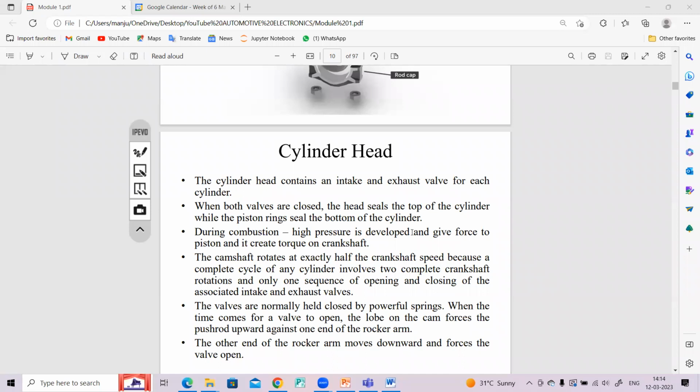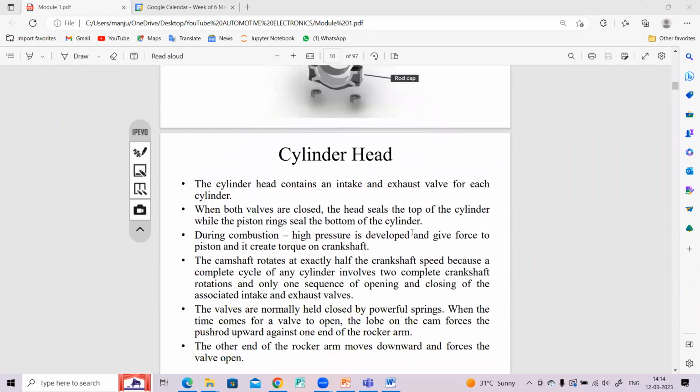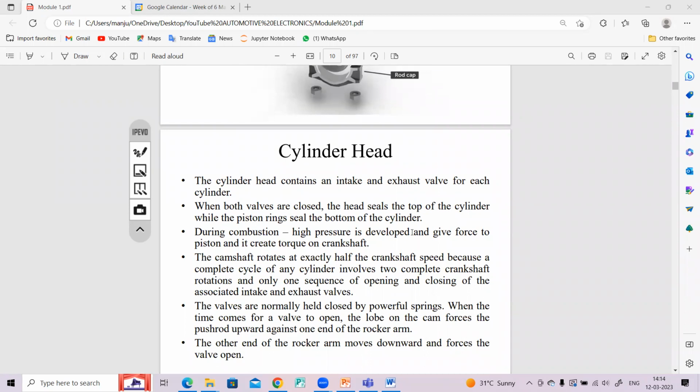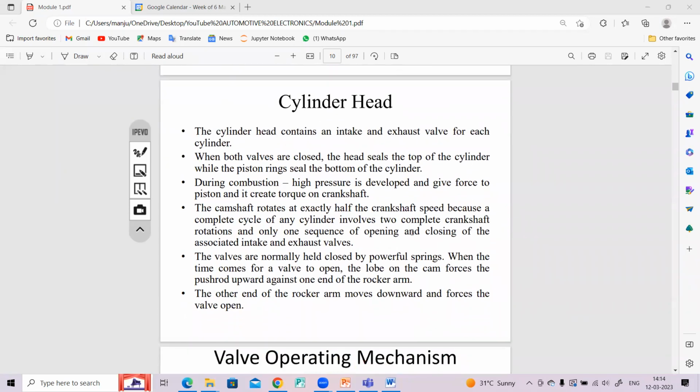Okay, so last class we discussed the operation of the cylinder head, where we have seen the intake and exhaust valves in the cylinder, and the operation of the intake and exhaust valve. That is, when the valve is closed and when the valve is opened, and what all the combustion is happening during the high pressures.